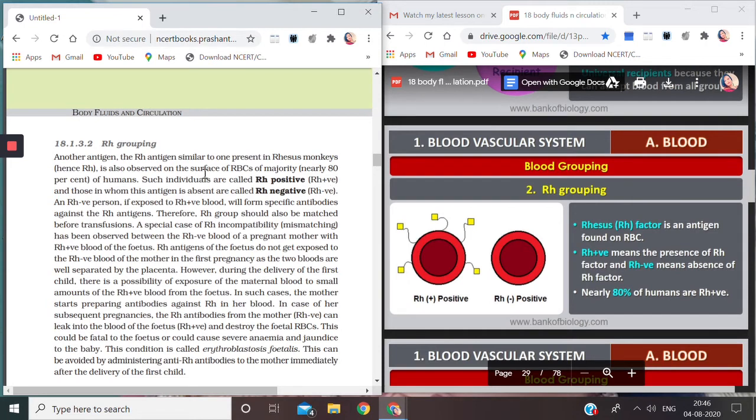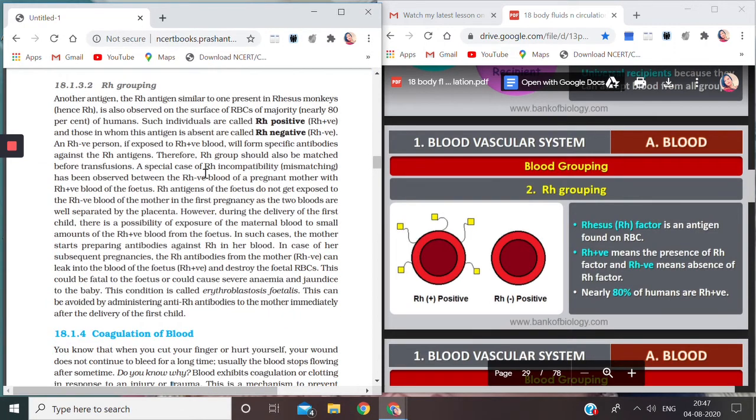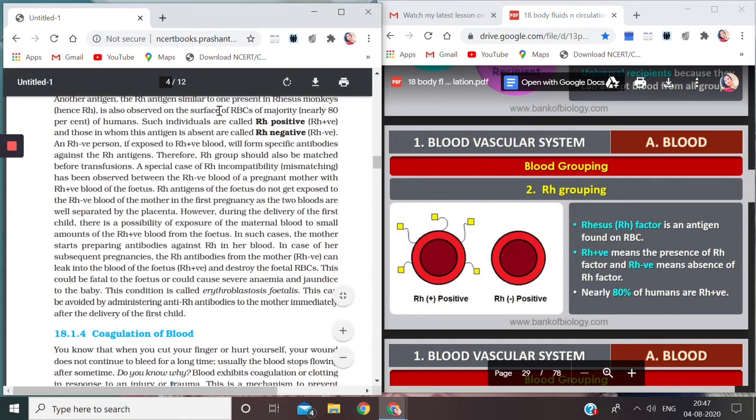I hope that the majority of you must know your blood groups. If your blood group says A positive or B positive or AB positive or O positive, that means you have the Rh factor in your blood. But if your blood group is A negative, B negative, AB negative, or O negative, that means you do not have this Rh factor, right? I hope these lines are very clear to you.